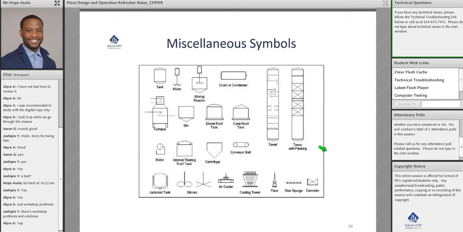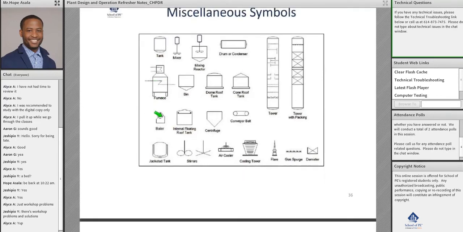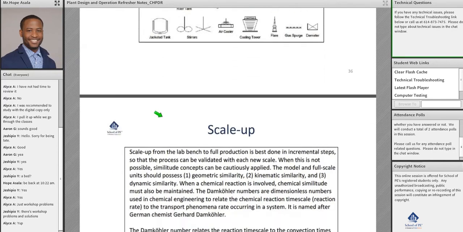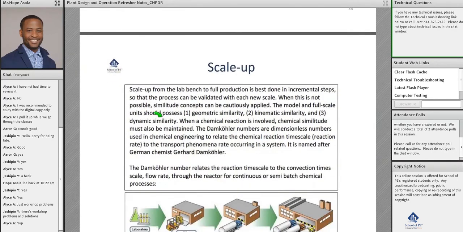Miscellaneous symbols. These ones are actually more fun because they're a little bit intuitive. Tanks, mixers, towers with packing. If we have seen all these PFDs or block diagrams in the past, we would have picked up on all these ones. The furnace is pretty intuitive, right? Okay.